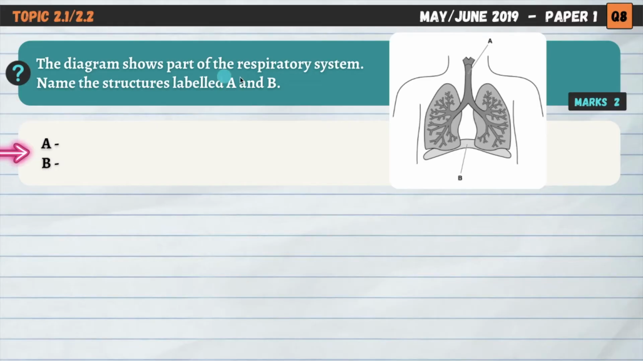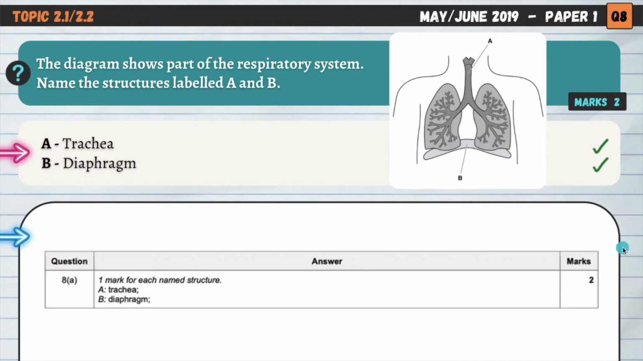The diagram shows part of the respiratory system. Name the structures labelled A and B. So a really simple question with name as your command word, worth 2 marks. The structure A there, that's your windpipe. And the technical term for that is the trachea. And then B is the diaphragm, that large muscular sheet which assists in the process of breathing. So a really simple question. There's your mark scheme, 1 mark for each named structure.